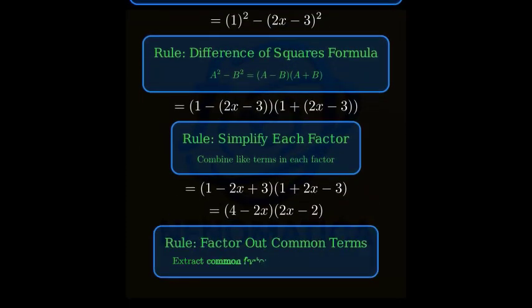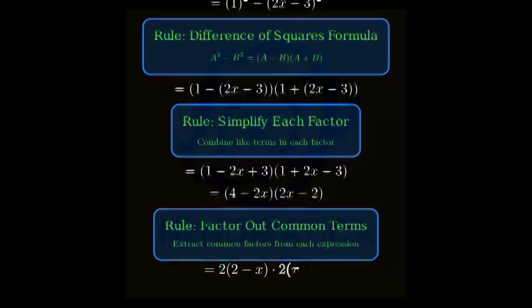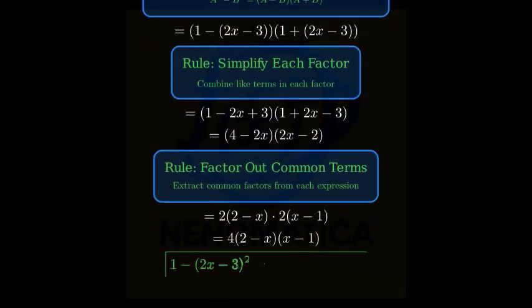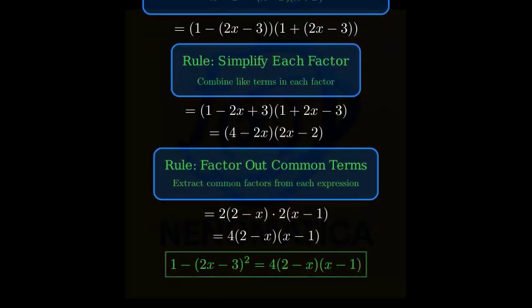From the first factor, we can take out 2 to get 2 times (2 minus x). From the second factor, we can also take out 2 to get 2 times (x minus 1). This gives us 2 times (2 minus x) times 2 times (x minus 1), which equals 4 times (2 minus x) times (x minus 1). And there we have our final factored form for the second example. 1 minus the quantity (2x minus 3), all squared, equals 4 times (2 minus x) times (x minus 1).